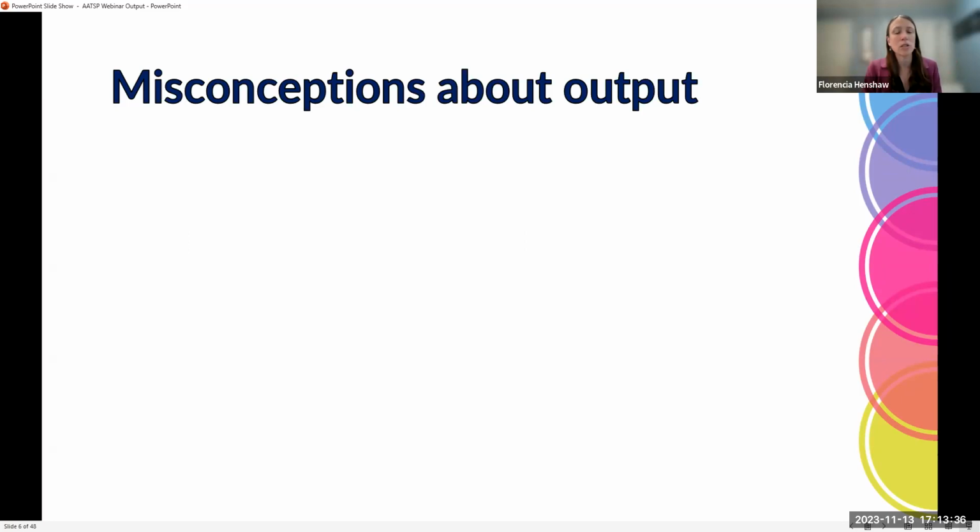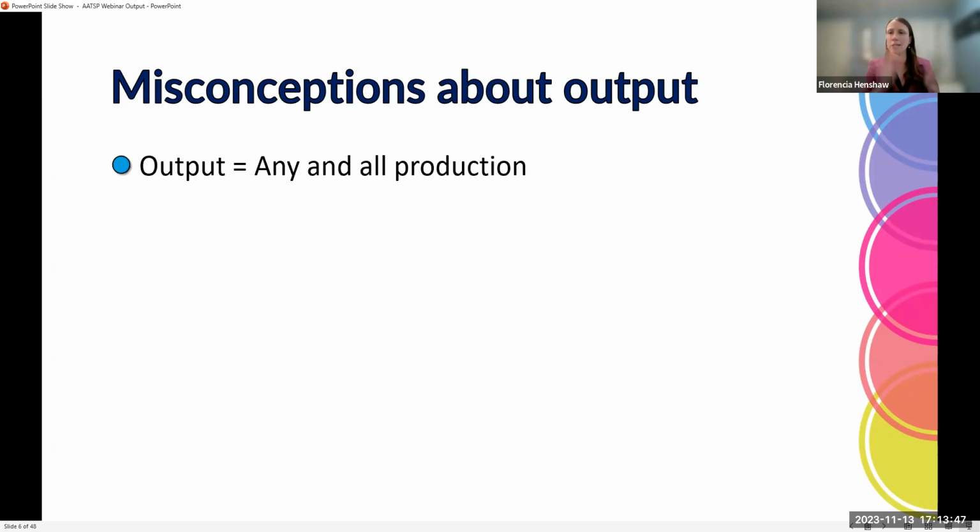So last time I talked about several misconceptions regarding input. Today we're going to do the same, but with misconceptions about output. The first one is almost like the flip side of the input one, right? The input myth was that input is any exposure. We said myth. The same goes for output. Output is not any and all production.